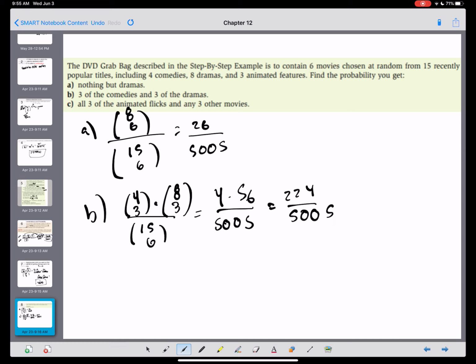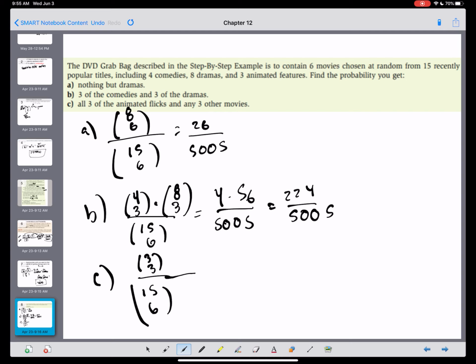And then C is all 3 animated and then 3 other movies. Okay, so this one's pretty simple. The bottom is 15 choose 6 once again, because remember, we have 15 movies in total. We want 6 from it. I want animated movies. So the top is going to be 3 choose 3.